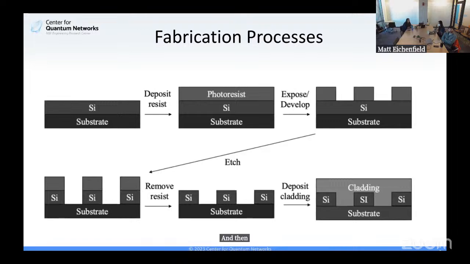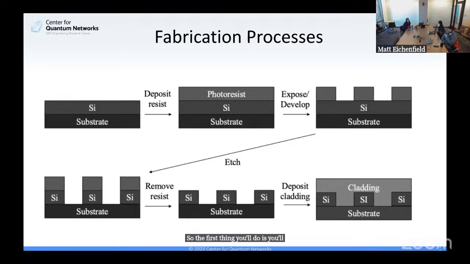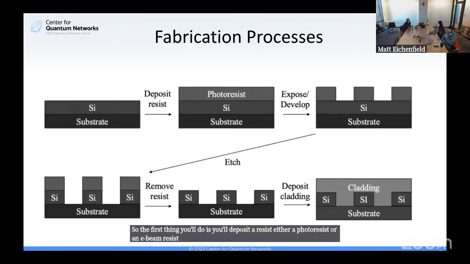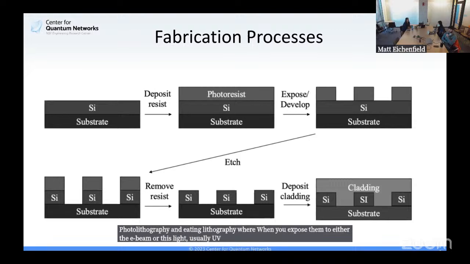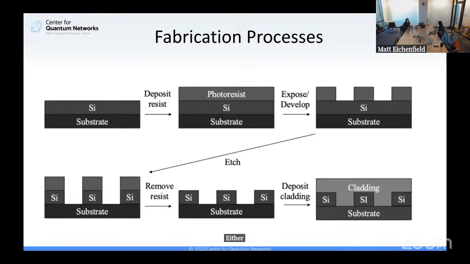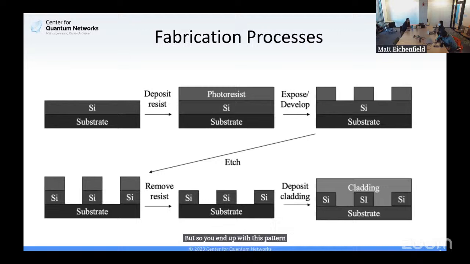And then the last thing, we'll just go through a really quick fabrication process. So when you're designing something like this, you'll start with a substrate with whatever you want your waveguide material to be. In this case, we're looking at silicon. The first thing you'll do is deposit a resist, either a photoresist or an e-beam resist. There are two types of lithography that I know of, photolithography and e-beam lithography, where you expose the resist to either the e-beam or light, usually UV light, and the resist reacts either positively or negatively. For one, when you expose it and then develop it, the part that you expose remains, and for the other, the part that you don't expose is what remains. So you end up with the pattern structure that you want on top of your waveguide material.